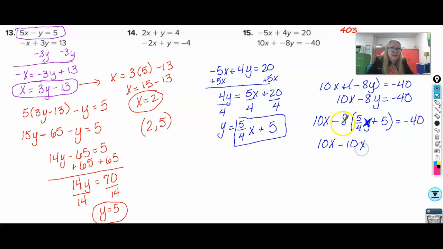Negative 10x minus 40. So it's going to be so much better when you guys are all in class because you can catch me and then I won't go too far with this. This is interesting how this is working out. 10x minus 10x is 0, and negative 40 is very much equal to negative 40. So we get a true statement, and that means that this one has infinite solutions.